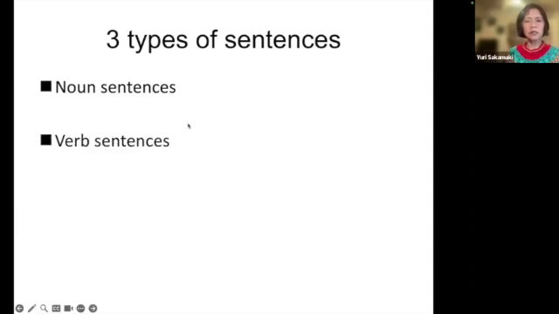The second sentence type is verb sentences. Verbs are actions like I eat, or he drinks coffee, or these students take a bus to school. So take, eat, drink, these things are actions. You can make sentences using these verbs. So these are verb sentences.